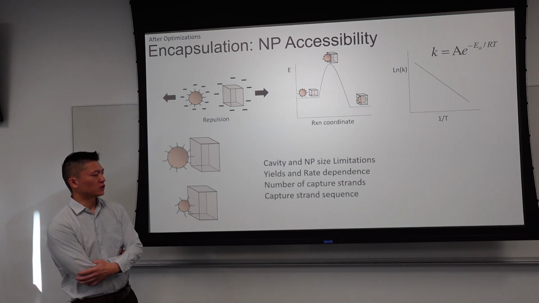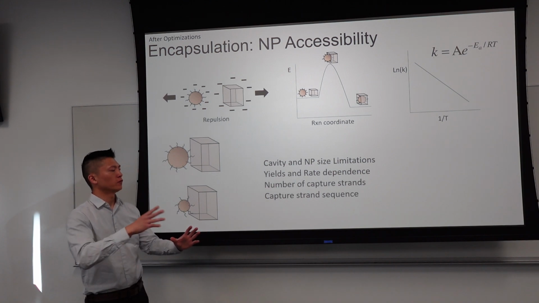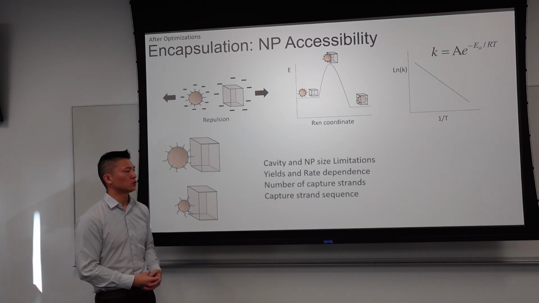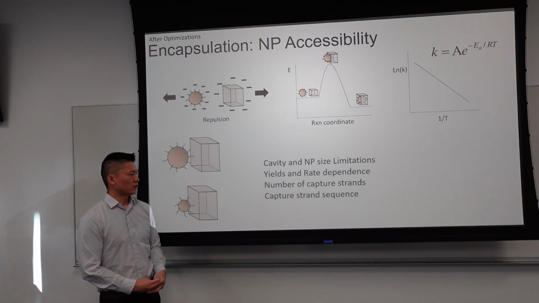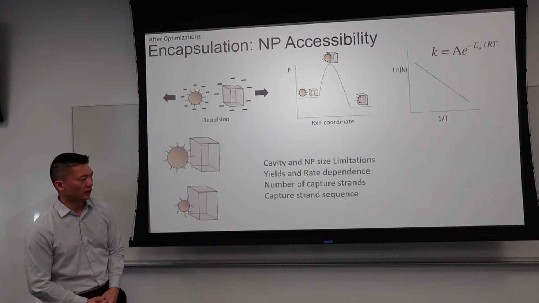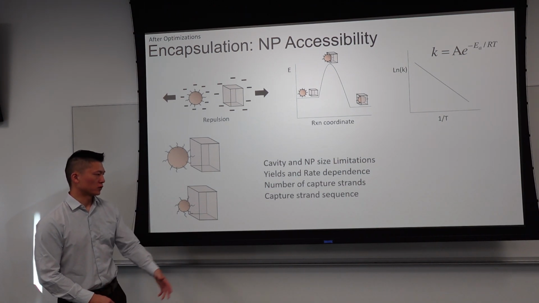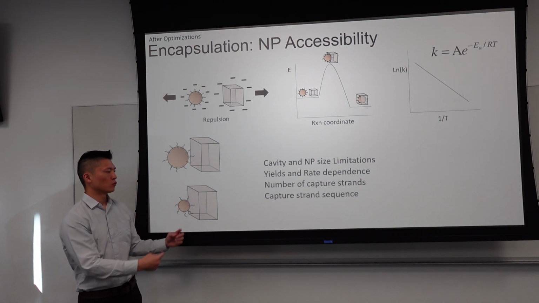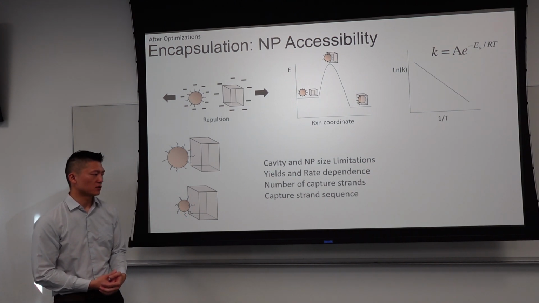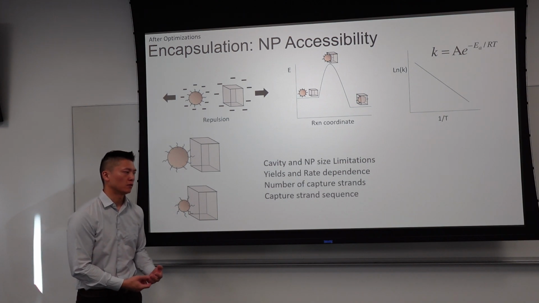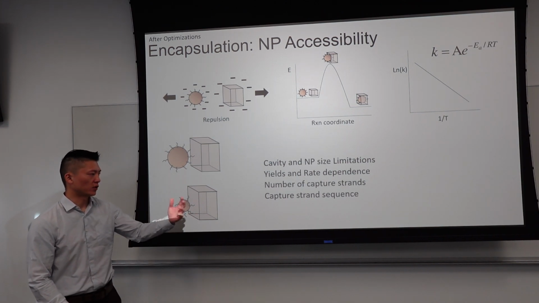If we have a cavity of a certain size, what is the range of nanoparticles that we can use to encapsulate? And then, of course, we would like to know other things. There are many other things to look at, but I list a few here only. For example, the number of capture strands. We currently have 4. If we reduce the number of capture strands, does this affect encapsulation? And of course, also the capture sequence.